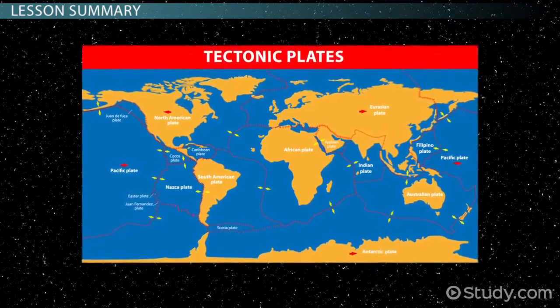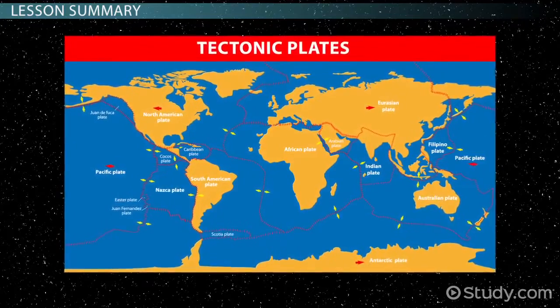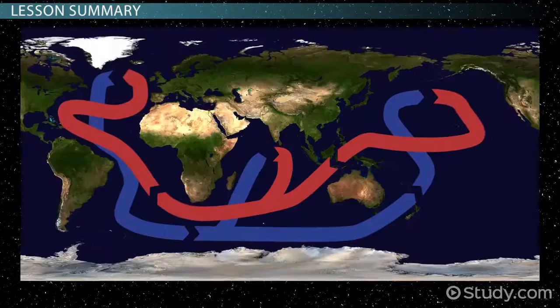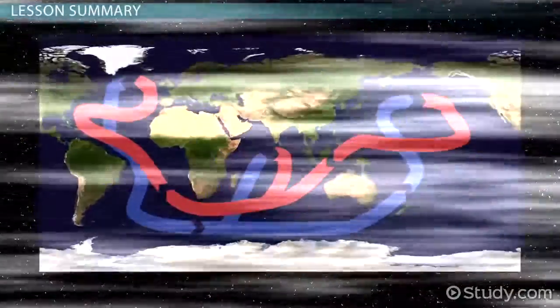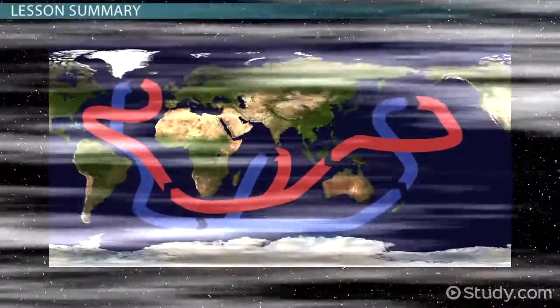Our planet's lithosphere is broken into 12 plates that are constantly moving past each other. As the physical characteristics of the Earth's surface change, the circulation of warm and cool air and water is shifted, and local climates are affected as a result.